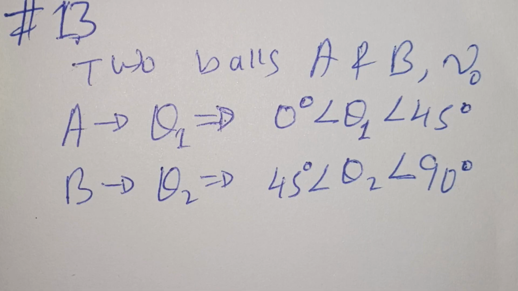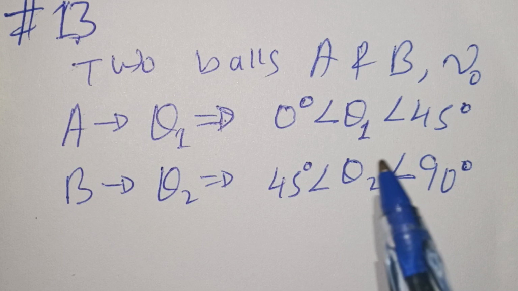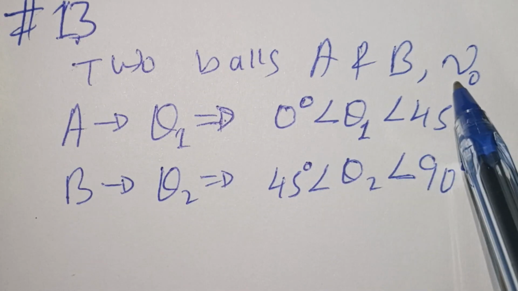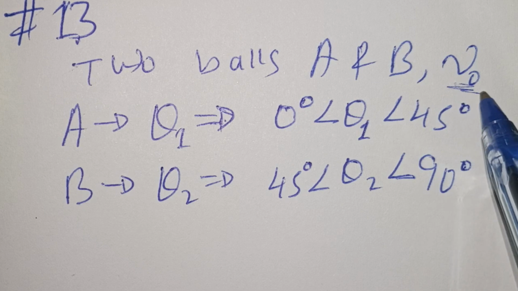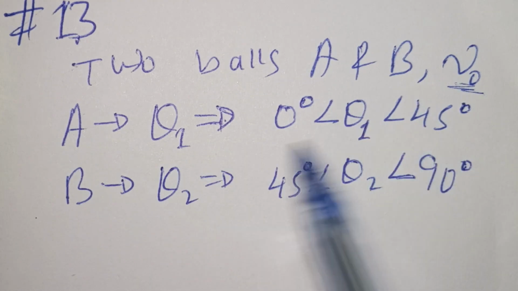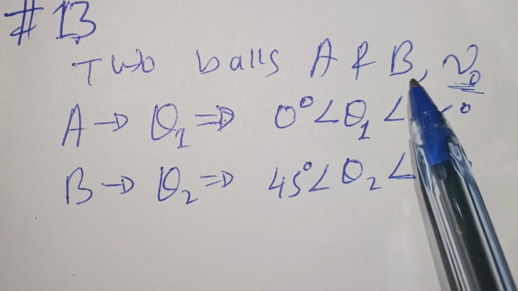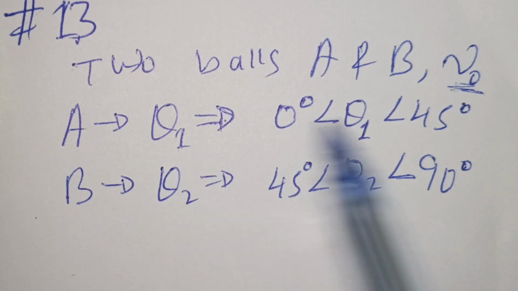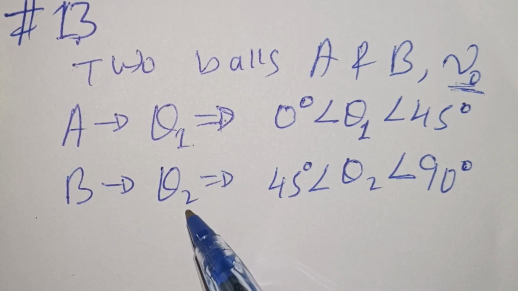So this question says, consider two balls A and B projected with the same speed, or the same velocity v naught, at angles theta 1 and theta 2 respectively. That means two balls A and B are projected with the same initial velocity but at two different angles, which are theta 1 and theta 2.